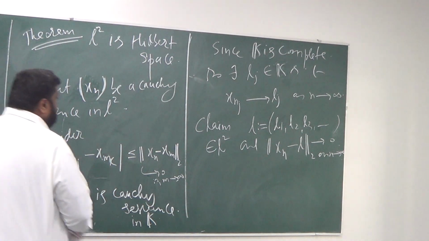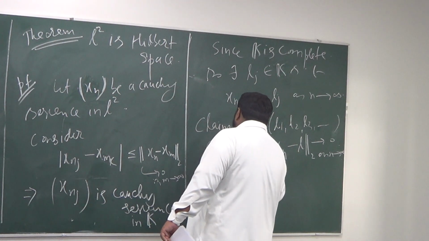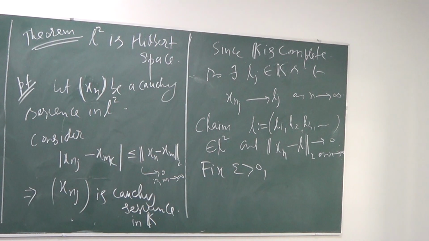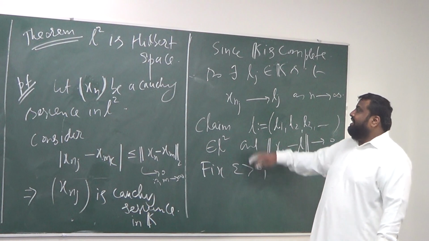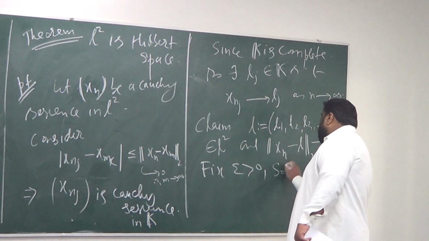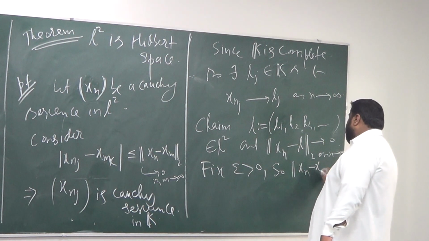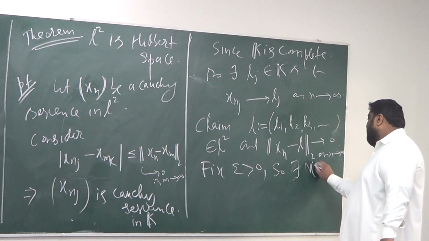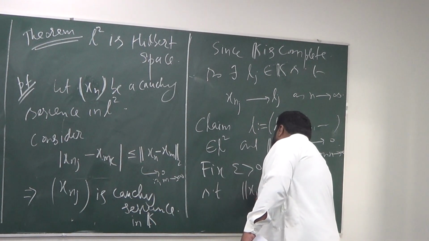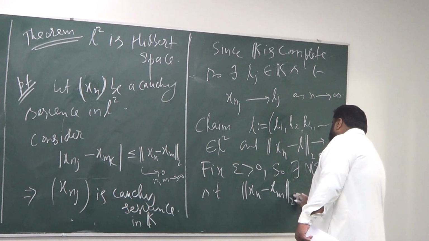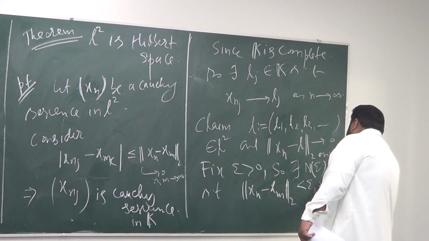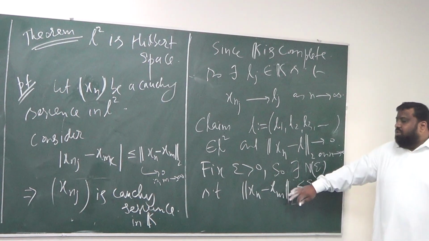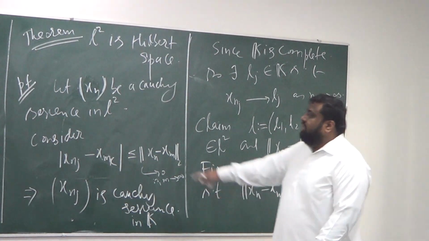In order to show the convergence, we need to fix an epsilon positive. We need to show that for this epsilon there exists an N such that the required things happen. Since xn is a Cauchy sequence, there exists an N depending on this epsilon such that the 2 norm of xn minus xm is less than epsilon whenever n comma m goes beyond this N. In other words, I'm just rewriting the Cauchiness of the original sequence xn.